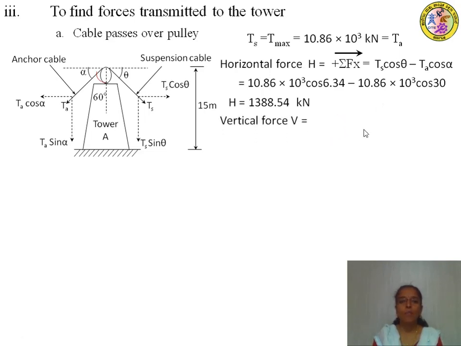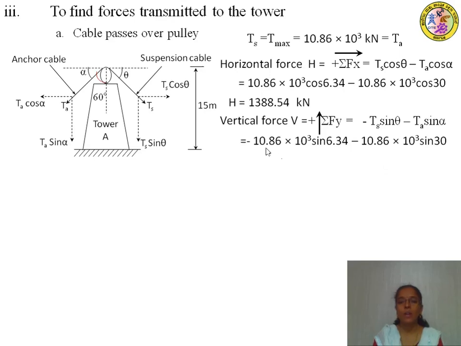So that is computed by using sigma Fy, that will be equal to minus Ts sin theta minus Ta sin alpha. Substitute the values: minus 10.86 into 10 power 3 sin 6.34, minus 10.86 into 10 power 3 sin 30. So that will be equal to minus 6629.25 kilonewton. So minus indicates that it is acting in the downward direction.